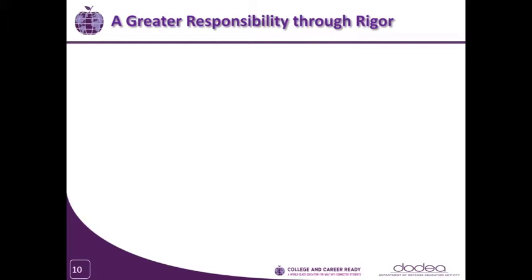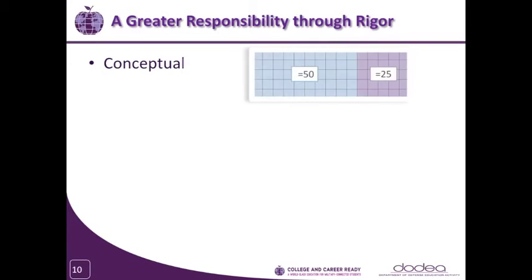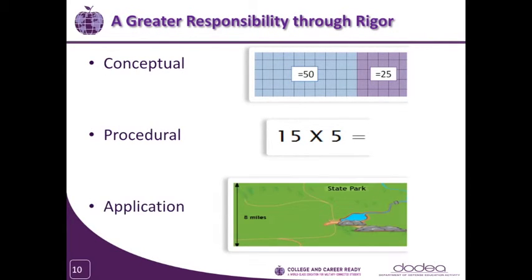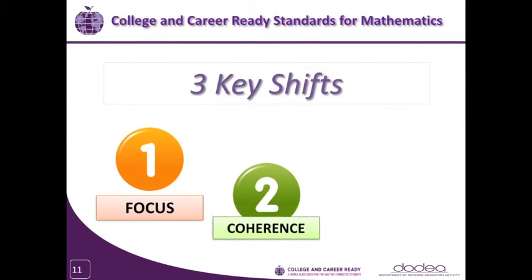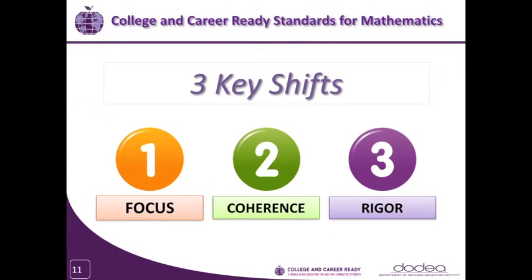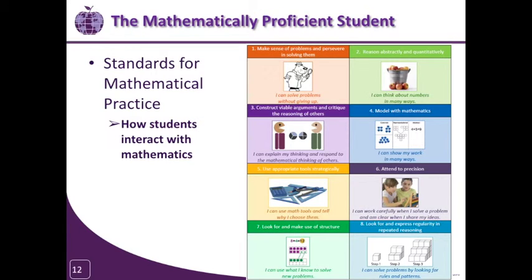So a greater responsibility through rigor. Instead of learning to solve problems one way, they're learning multiple ways: conceptually, procedurally, and through application. Three main shifts of CCRSM. Number 1 is going to be focus. 2, coherence. 3, rigor.